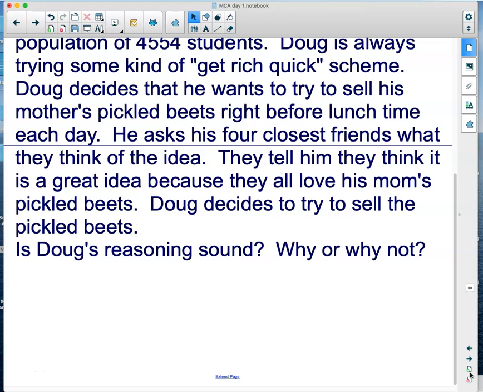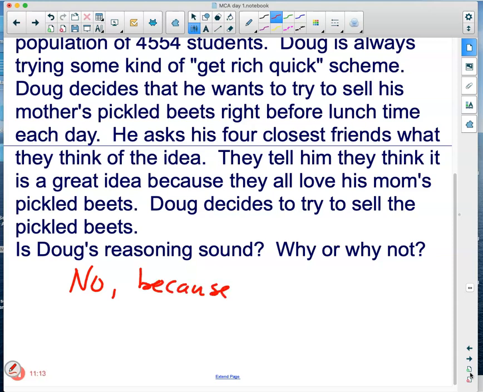Well, of course it's not. No, it's not. He's got his opinion, and he has the opinion of 4 of his friends. That's only 5 people that like pickled beets. I mean, if he asks anybody else in the school, they might say, I wouldn't even put a pickled beet in my mouth. So this is a no. His reasoning is not sound because his sample size is too small.